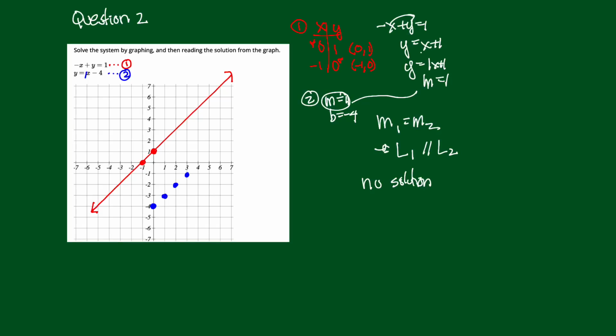Or I think the textbook wants us to write, how many points of intersection are there? There are 0 points of intersection, no solutions.